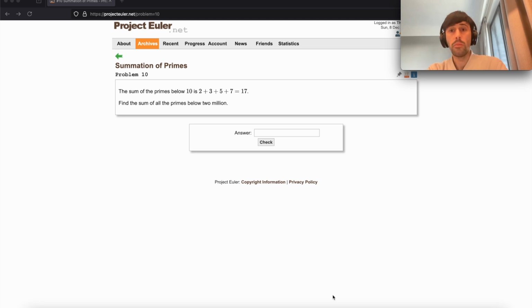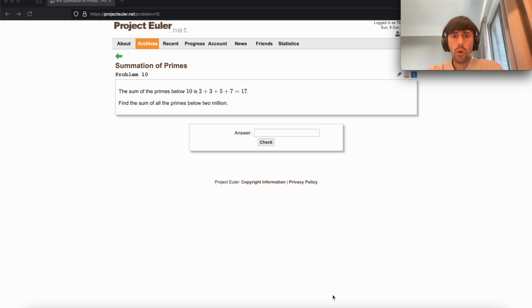In this series of videos we are solving some of the most interesting, most exciting algorithms and computer science and mathematical problems that we can find on the internet. And today we're starting here with projecteuler.net, which is a website that contains many of these challenges that we are interested in solving. The problem today is problem number 10, which is called summation of primes. The sum of the primes below 10 is 2 plus 3 plus 5 plus 7 equal to 17. Find the sum of all the primes below 2 million.